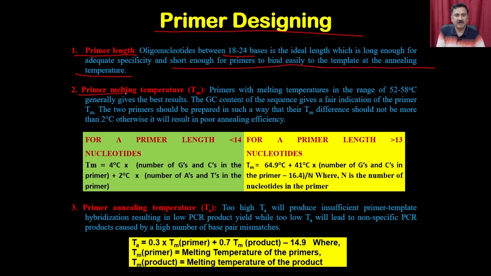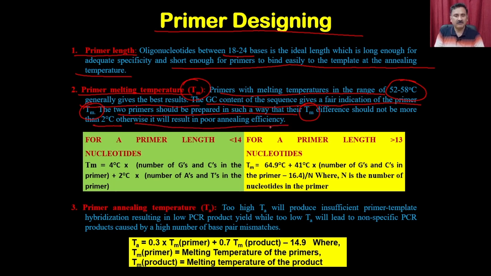Then you require the primer melting temperature, so Tm. A primer with a melting temperature in the range of 52 to 58 degrees Celsius generally gives the best results. The GC content of the sequence gives a fair indication of the primer Tm. The two primers should be designed in such a way that the melting temperature difference between them is not more than 2 degrees Celsius. Otherwise, it will result in poor annealing efficiency.